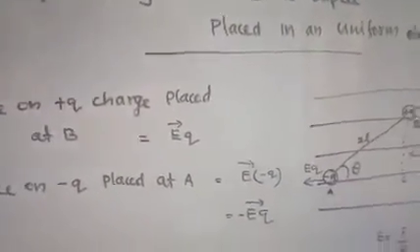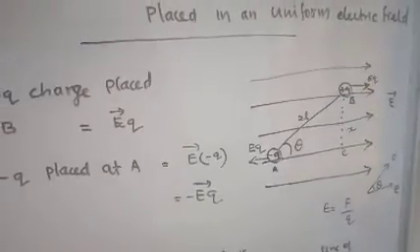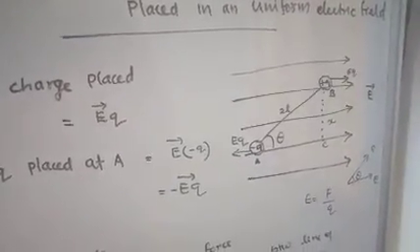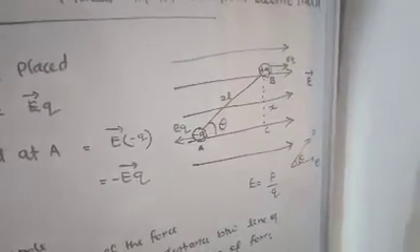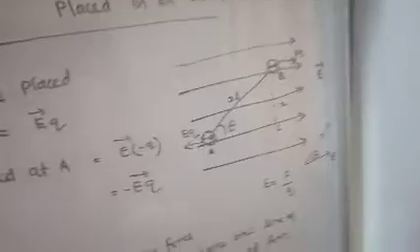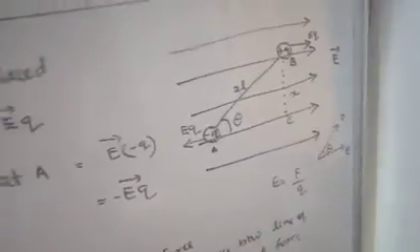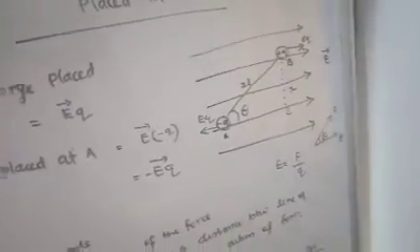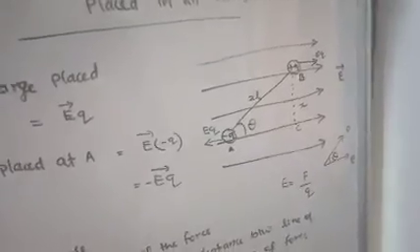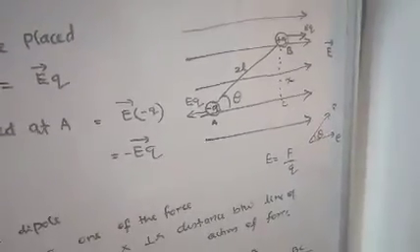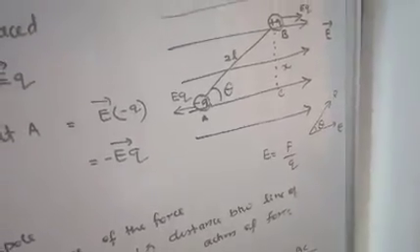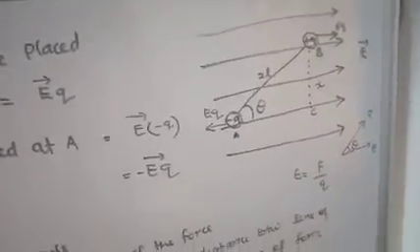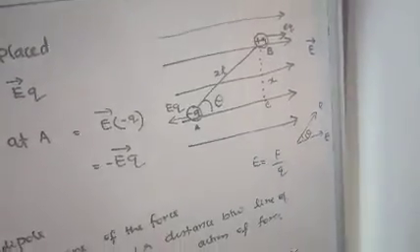Consider an electric dipole which consists of minus q charge placed at A and plus q charge placed at B in a uniform electric field region of strength E as shown in the figure. Let 2l be the length of the dipole and theta be the angle between the direction of dipole moment p and electric field intensity E, as shown in the figure.